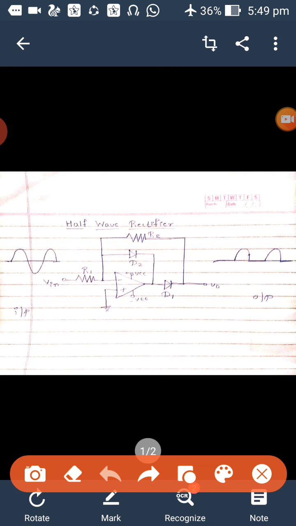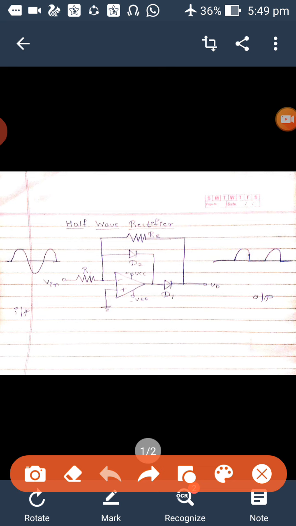In this, you can see clearly that the input voltage Vin is applied to the inverting terminal. Then the non-inverting terminal is connected to the ground. We will be applying a sinusoidal signal. It will be one time positive, one time negative. At first, we will consider that we are providing a positive signal.